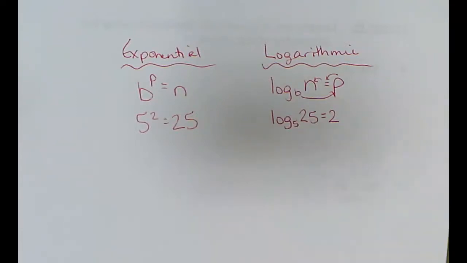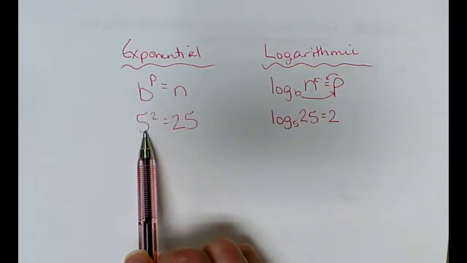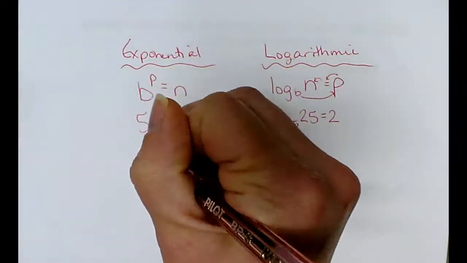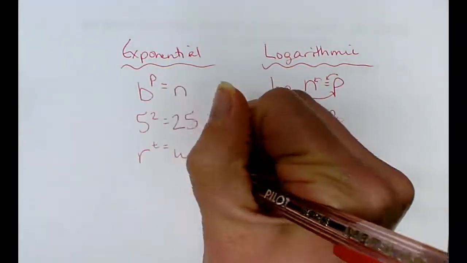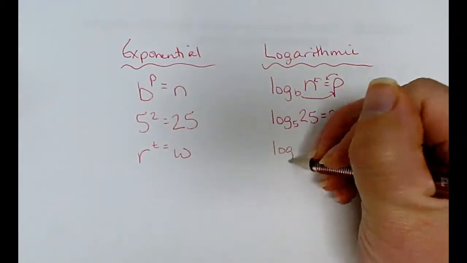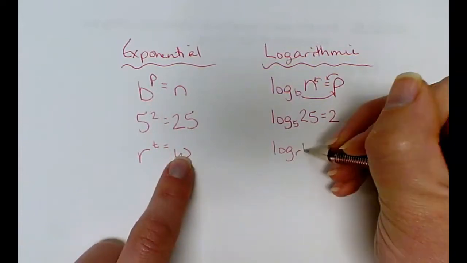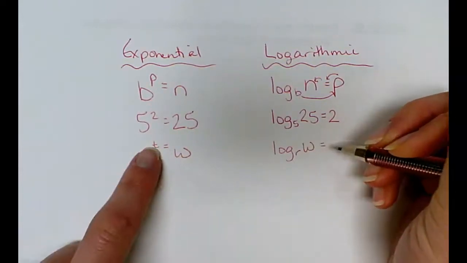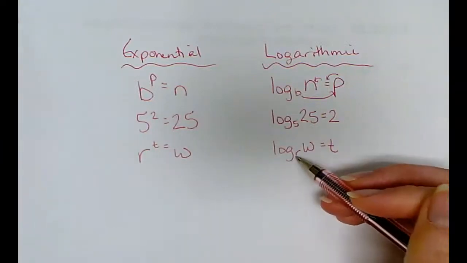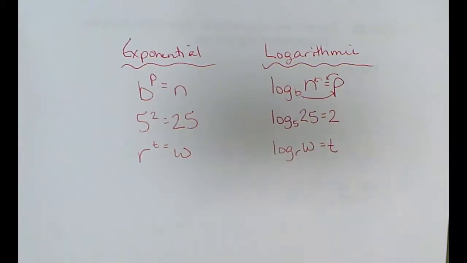It gets a little more difficult when you have variables instead of numbers in an equation that you know is true. If I had r to the power of t equals w, and I needed to rewrite it in logarithmic form, I would say log base r of w equals the power t. So log base r of w equals t, r to the power of t equals w.